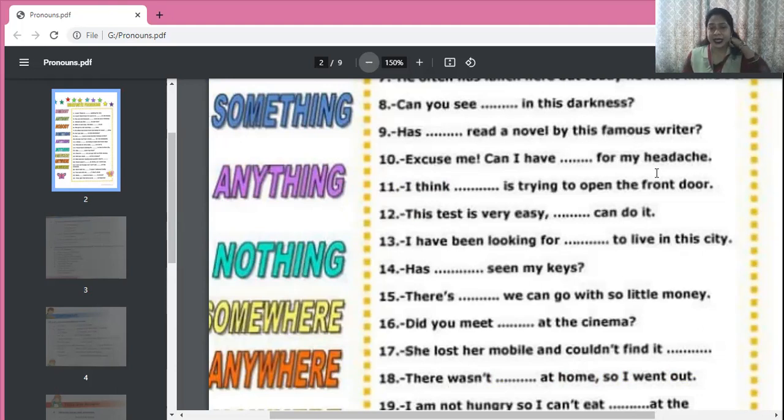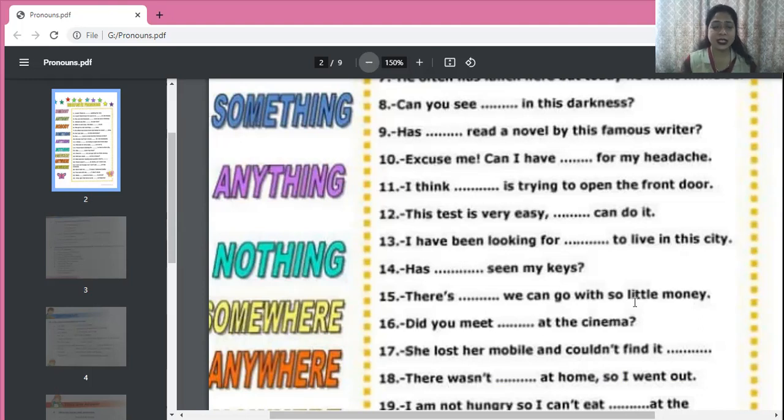Has anyone seen my keys? There's nowhere we can go. We cannot go anywhere. There's nowhere we can go with so little money.